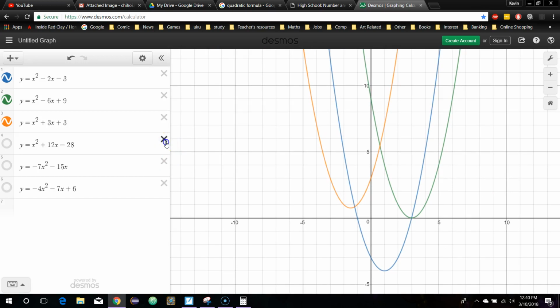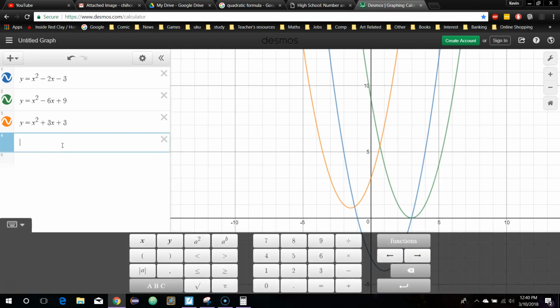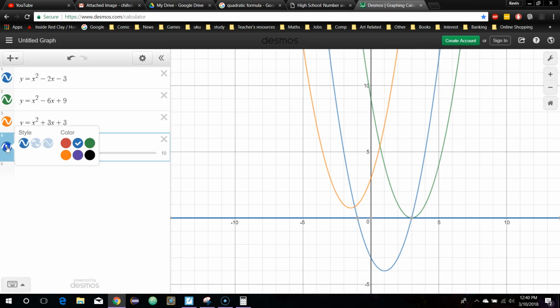What I want you to pay attention to is this line. Y is equal to 0. Let's make it another color. Let's make it purple or something. So I want you to pay attention to this line right over there.